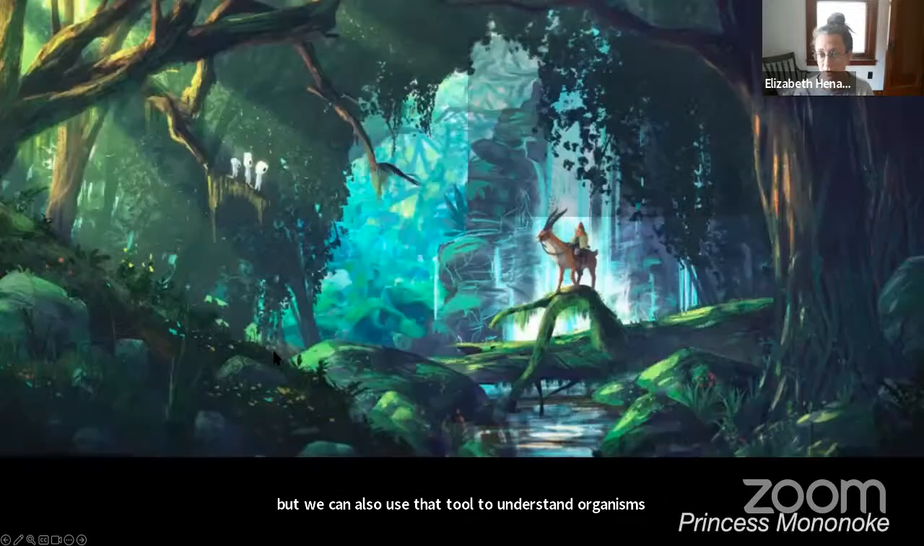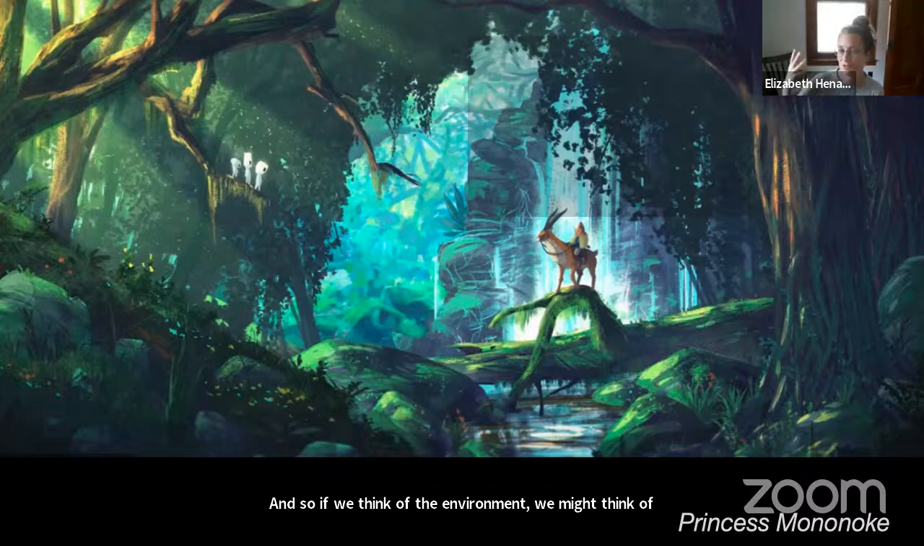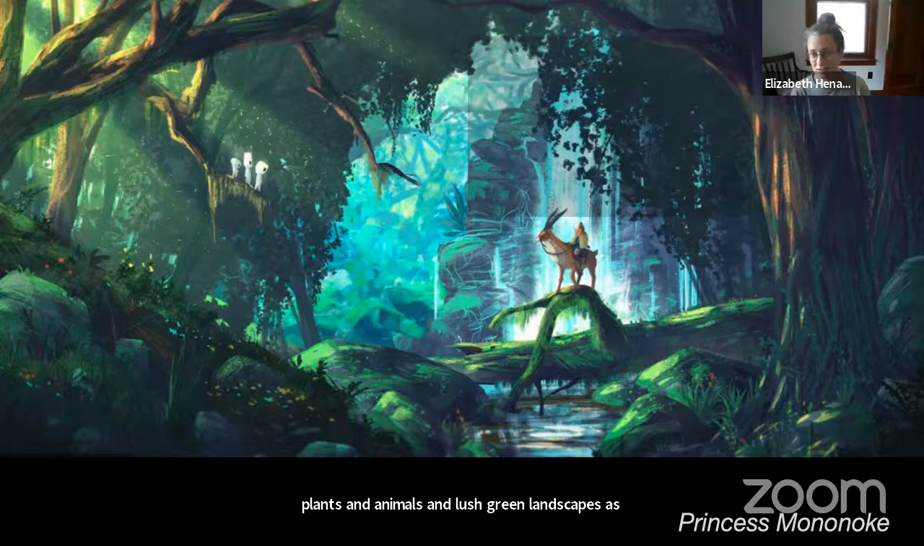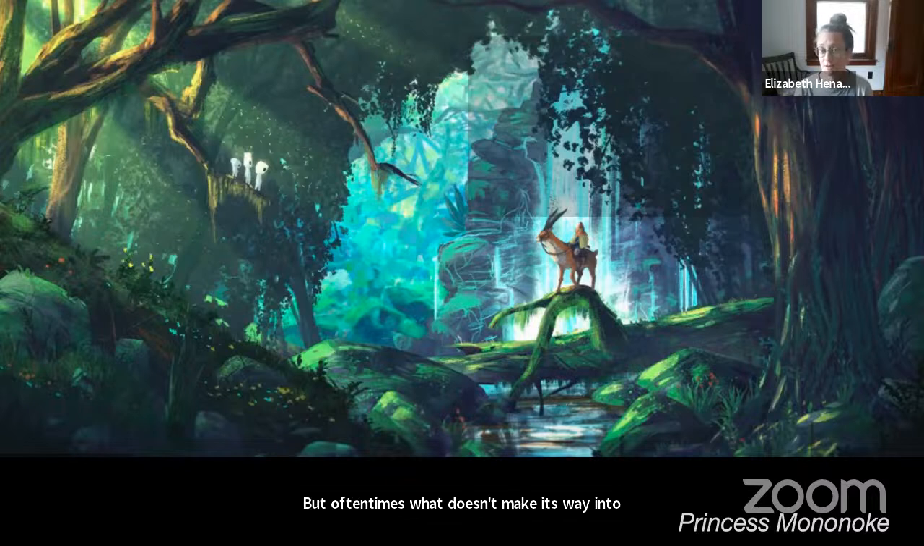And so if we think of the environment, we might think of plants and animals and lush green landscapes as represented in this still here from one of my favorite all-time animes, Princess Mononoke by Studio Ghibli. But oftentimes what doesn't make its way into our imagination of the environment are microorganisms. So if we look at this fictitious image here, what we're not seeing represented would be the billions of microorganisms in even just a little teaspoon of soil from this forest landscape.